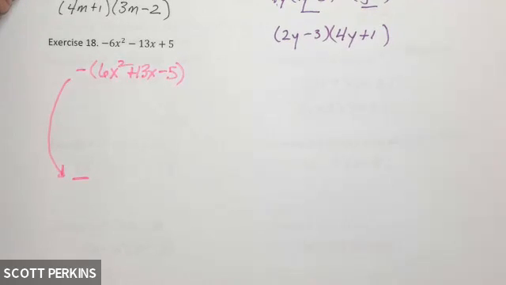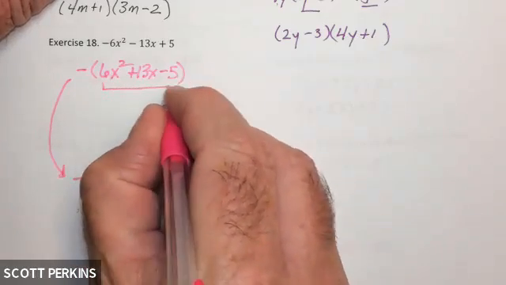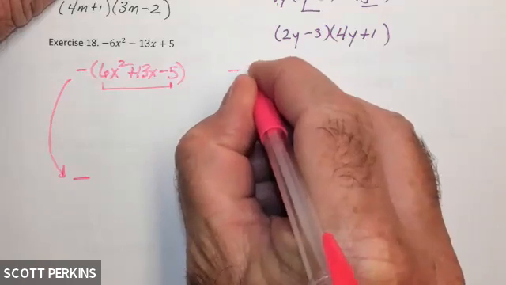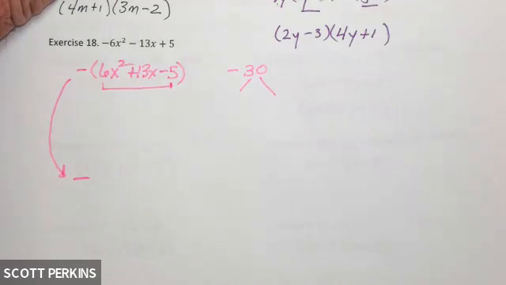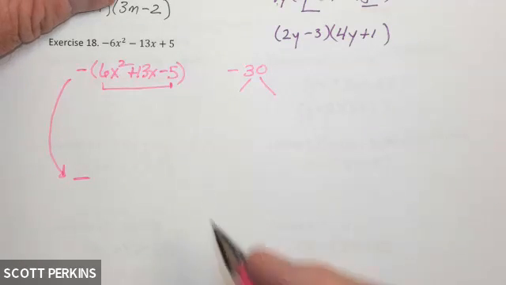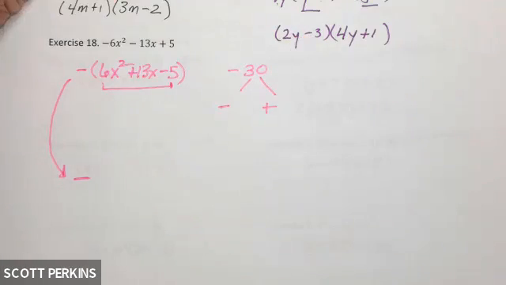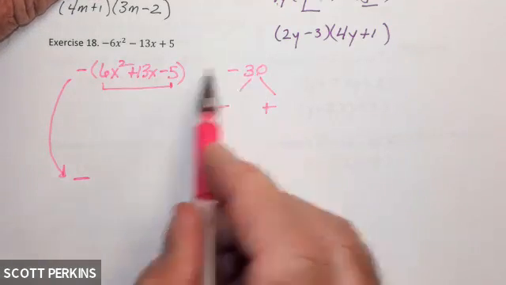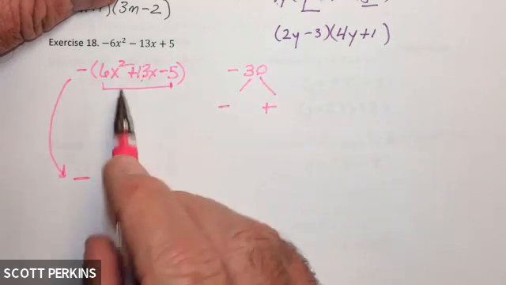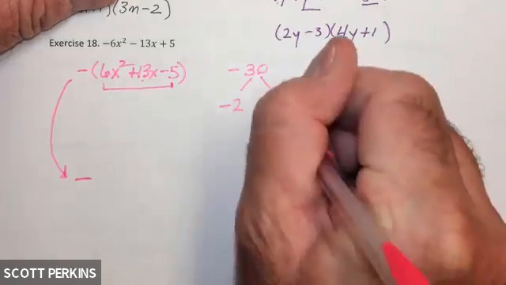All right, time flies when you're having fun. So let's finish this up. 6 times negative 5 gives me a negative 30. So I need the two factors of a negative 30. So first off, I notice it's a negative. So that means I'm going to have a negative factor and a positive, or a positive and a negative. The order doesn't matter. And I need the two factors of 30 that are 13 apart. So the two factors of 30 that are 13 apart are 2 and 15.